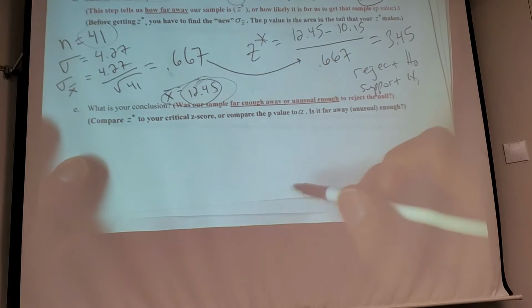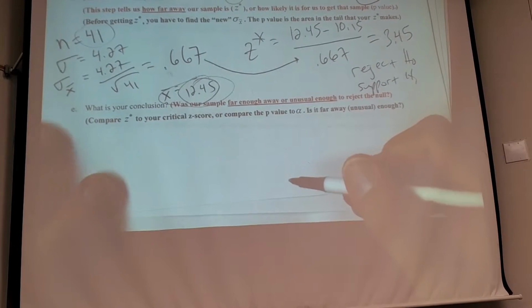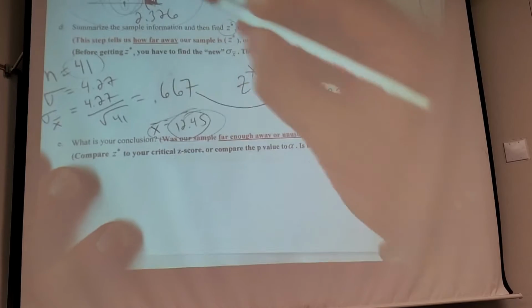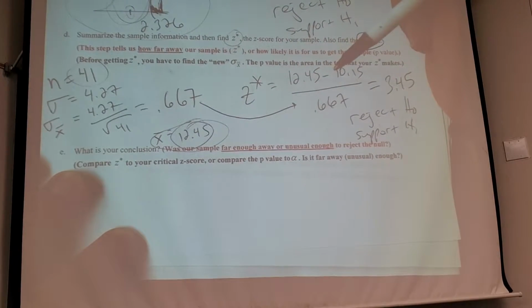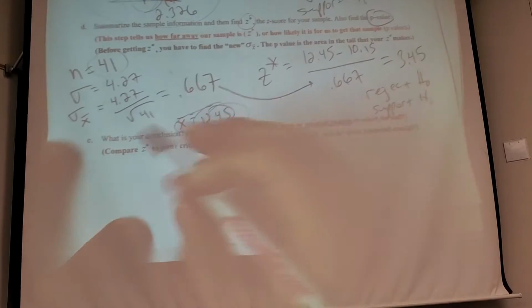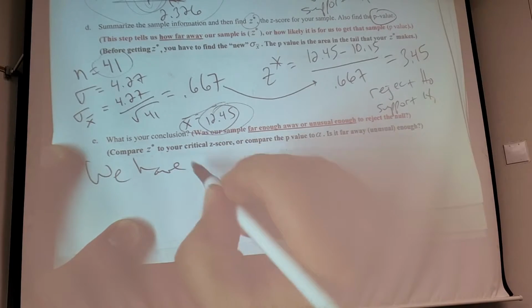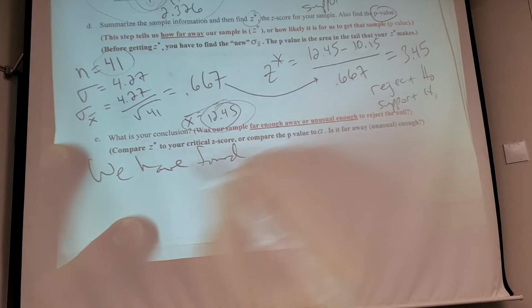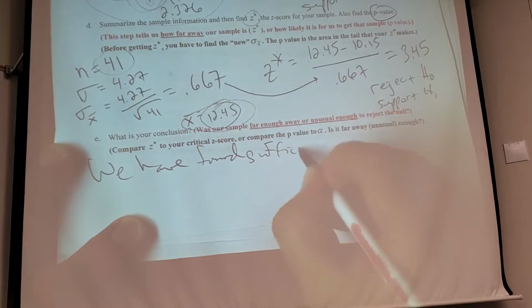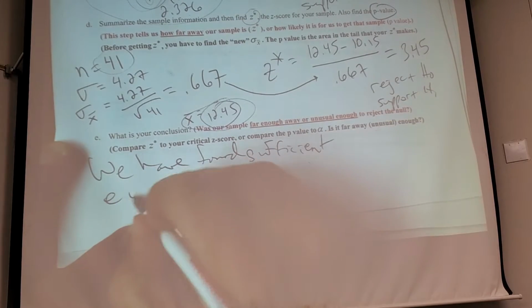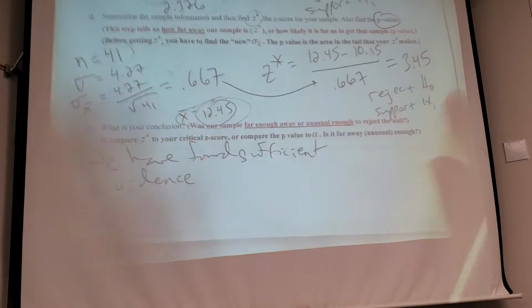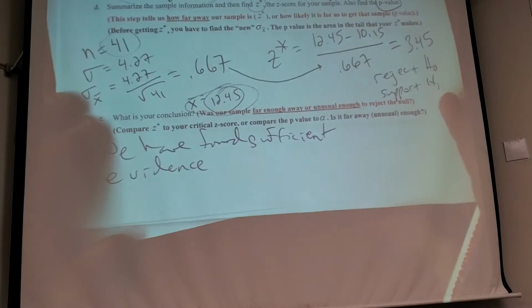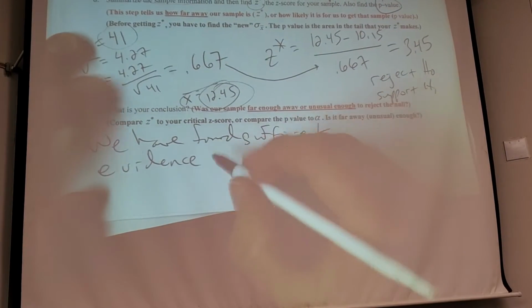Here's going to be your favorite part. You got to write a little conclusion. Did we make it? Did we find evidence? We did. We have found, calm down, Jeff, we have found sufficient evidence. I'm going to write in approximately English. We have found sufficient evidence to do what?